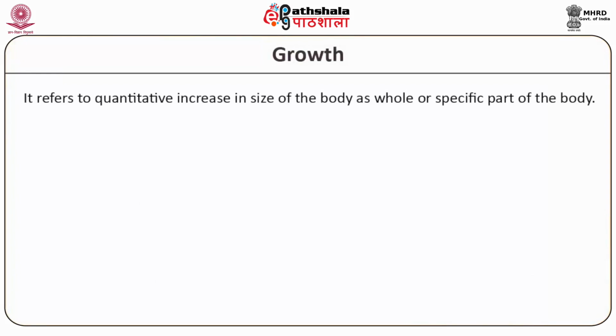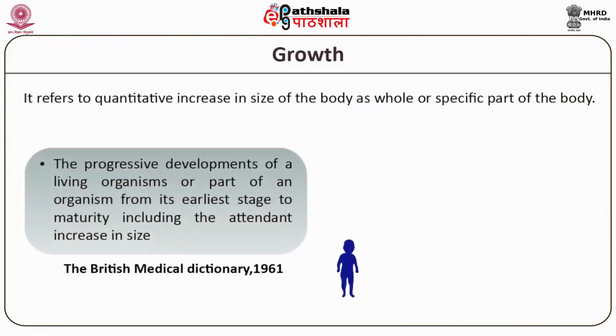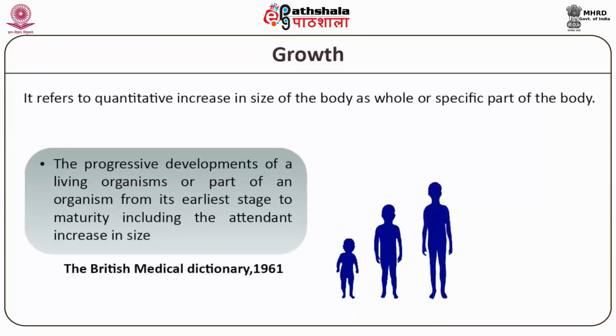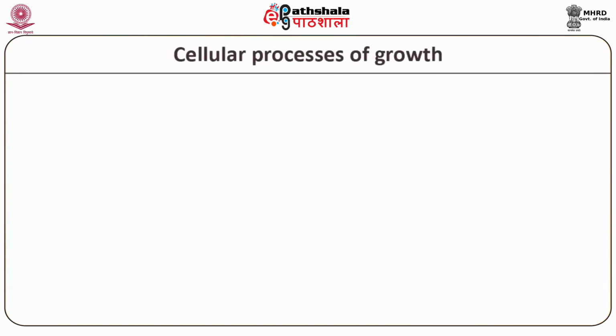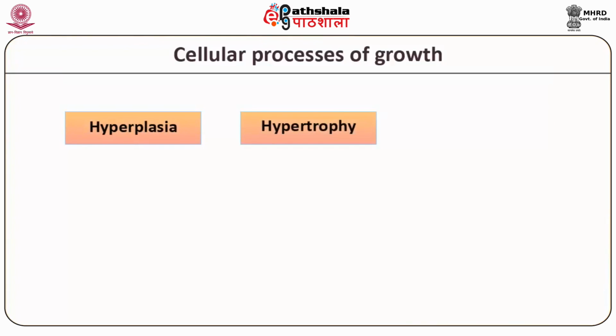Growth. Growth refers to quantitative increase in size of the body as a whole or specific part of the body. The British Medical Dictionary defined it as progressive development of a living organism or part of an organism from its earliest stage to maturity with an attendant increase in size. The increase in size is a consequence of assimilation of nutrients into the protoplasm, expansion of cell cytoplasm, and cell multiplication. These cellular processes underlying growth are termed hyperplasia, hypertrophy, and accretion.